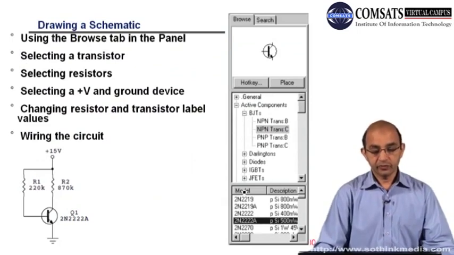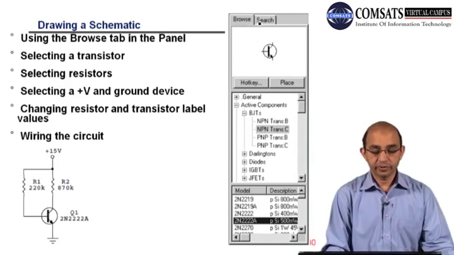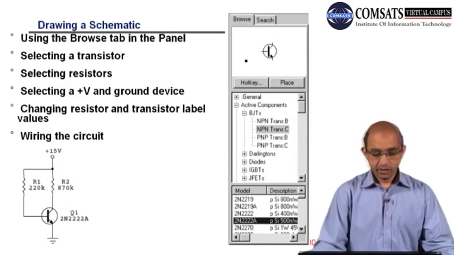And we have a very rich library within the circuit maker, so we can browse, and we can also search different components. If you remember or know the name of a certain component, you can search there. Here you can see these are the active components, and we have NPN transistor, and this is the model number, and this is the description. So you can browse and search different components.